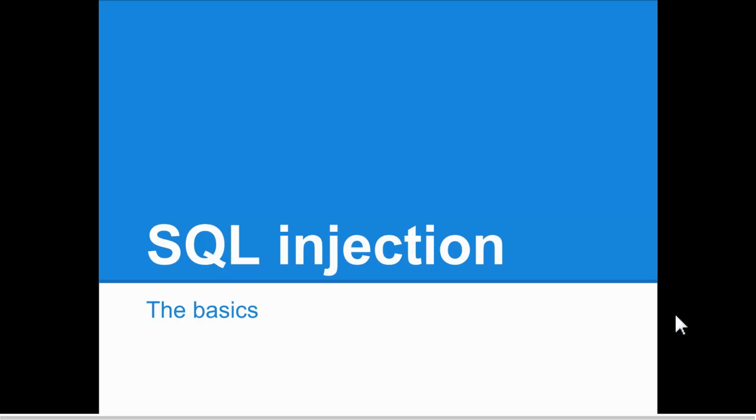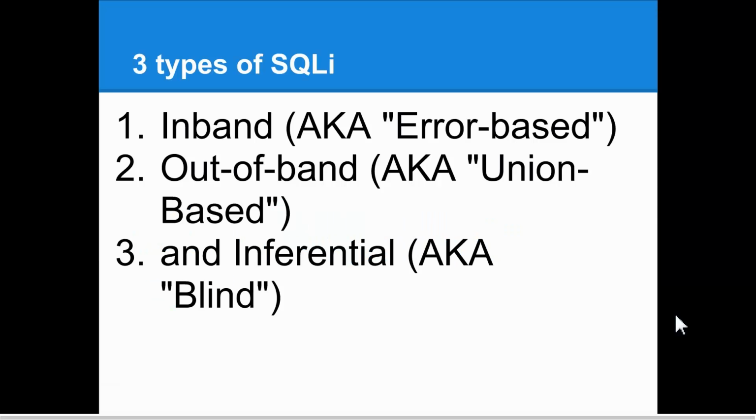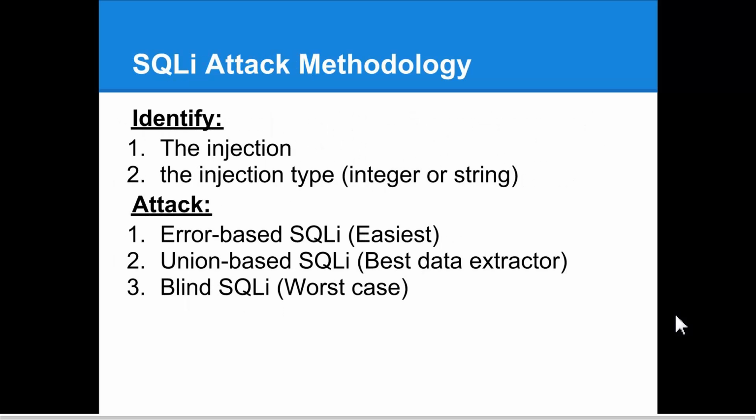So let's dive into the basics of SQL injection. There's 3 types of SQL injection. Academically, they're referred to as in-band, out-of-band, and inferential. It really comes down to error-based, union-based, and blind. The attack methodology for SQL injection is first you have to identify the injection. Second, you have to identify if the SQL injection vulnerability you're looking at is dealing with a variable that's either a string or an integer, because those will throw in your way subtle nuances that have to be addressed.